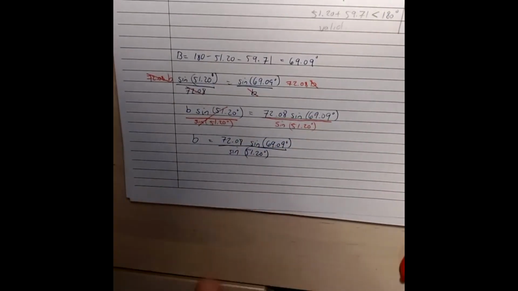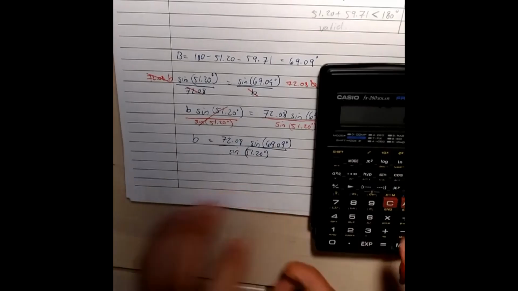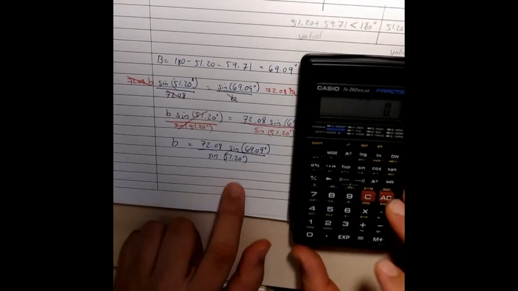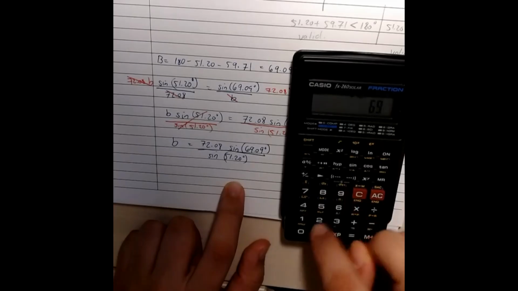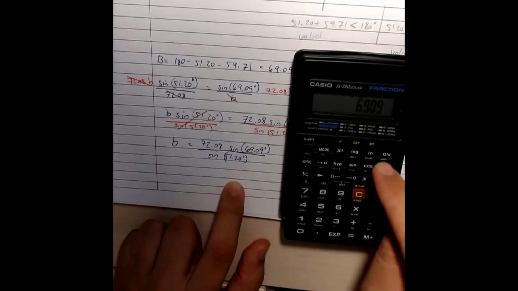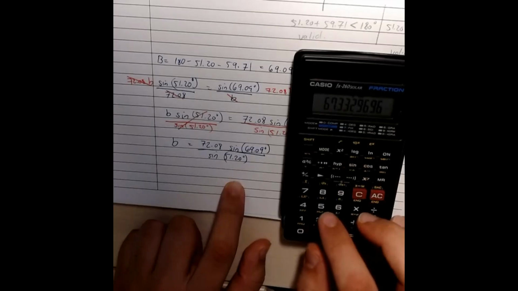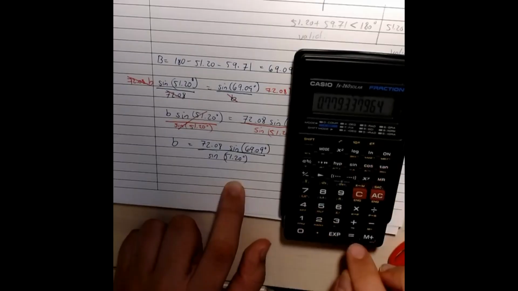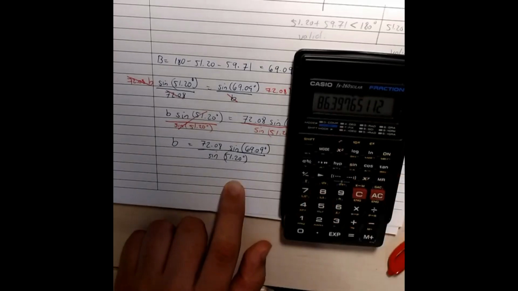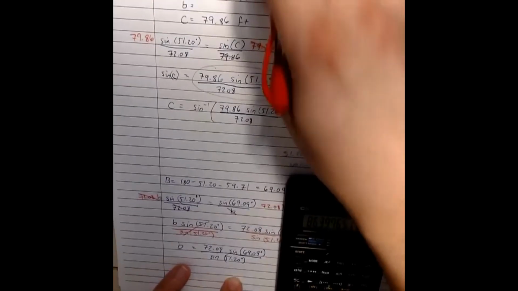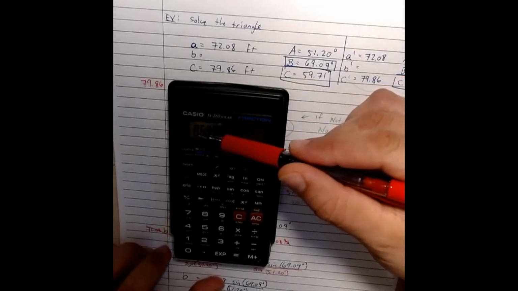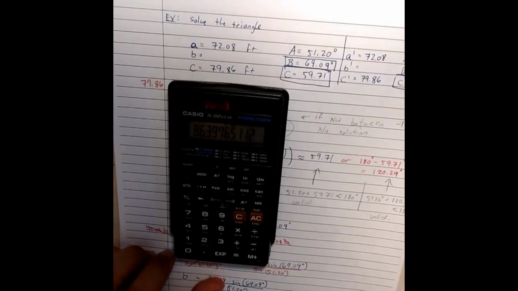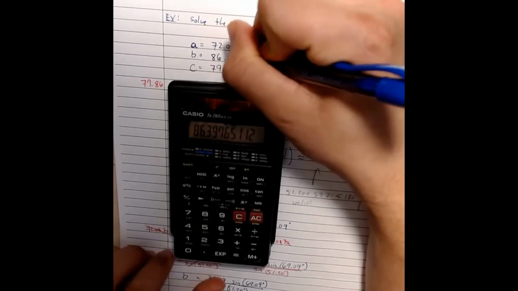Just like that. And now that is our exact answer, but we can go ahead and approximate that because here we need to estimate up to 2 decimal places. So here, that's going to be 72.08 times the sine of 69.09 degrees divided by the sine of 51.20 degrees. And that'll give us 86.39765112. But again, we're rounding to the nearest hundredths place right here. So our side length B would round off to 86.40. So that'll give us our final side, 86.40.